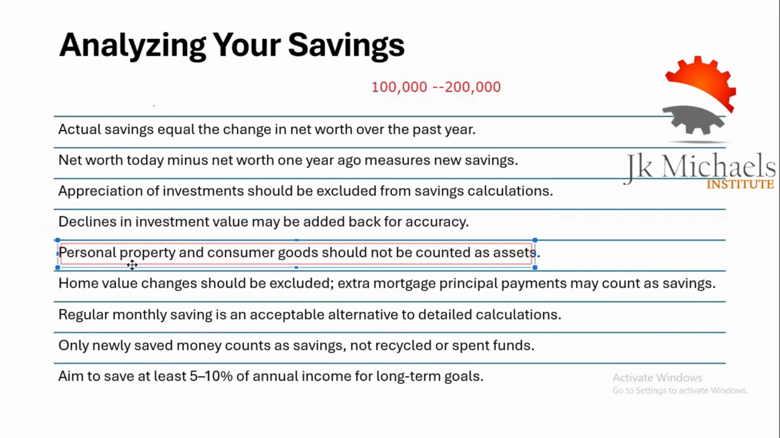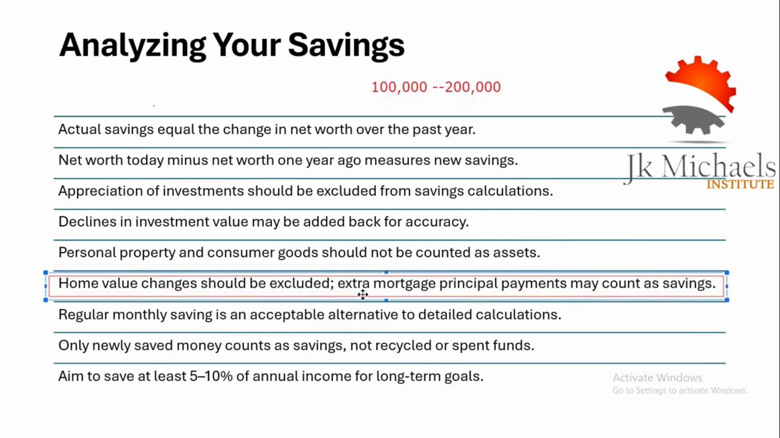Personal property and consumer goods, like we said, are not counted as assets. Your cars, your phone, I think we did that in our net worth calculations. We try as much as possible to avoid things like personal properties and consumer goods. We don't count them as investable strategic assets. Now, home value changes should be excluded, right?